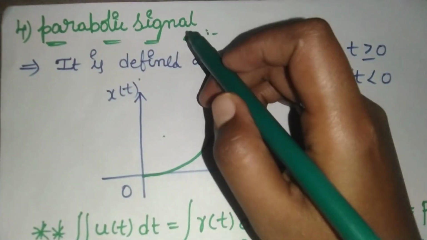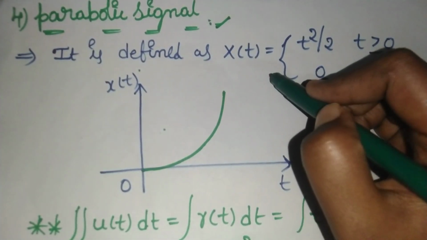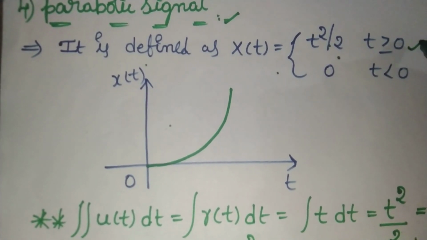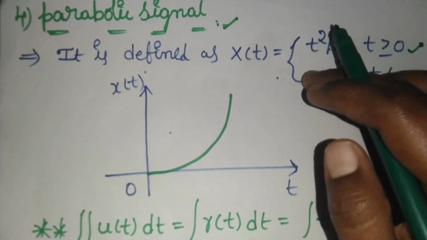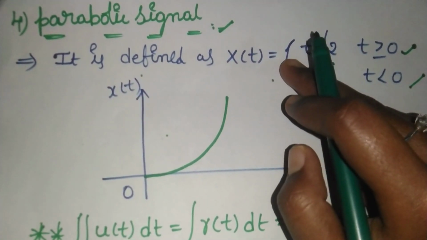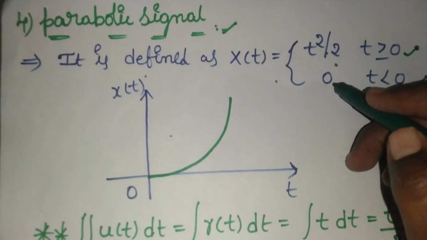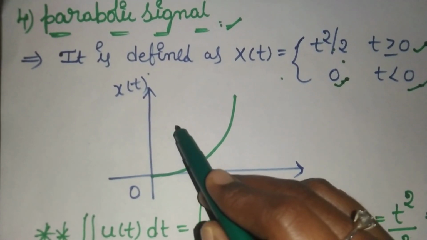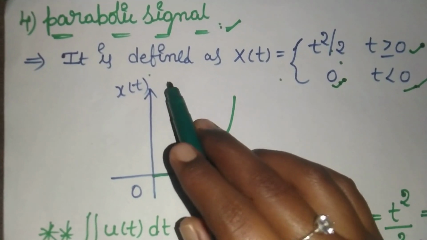And the final one is the parabolic signal. It is defined as x of t equal to t square by 2 whenever t is greater than or equal to 0, and 0 when t is less than 0. Here this is the graph of the parabolic signal. This is the time and this is x of t, which is nothing but the parabolic signal.